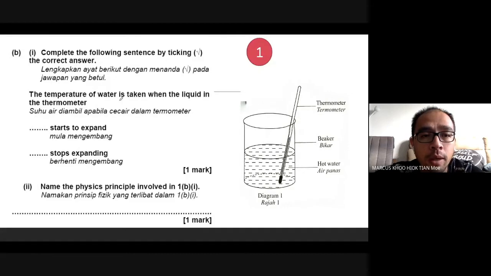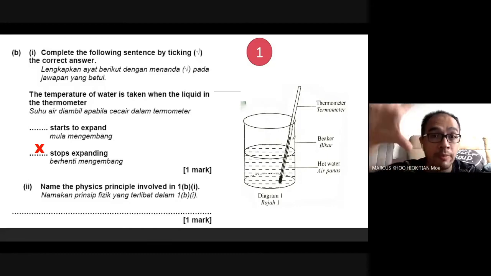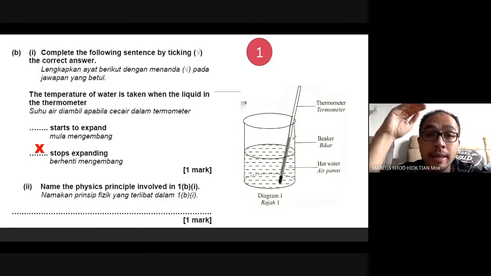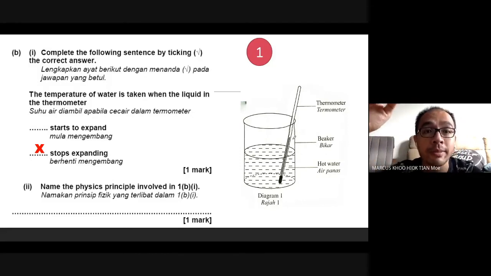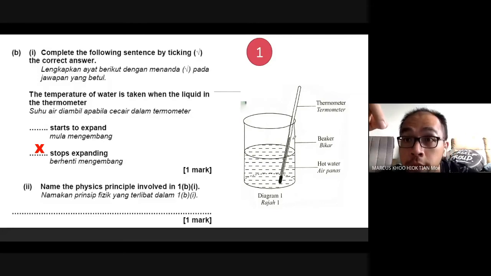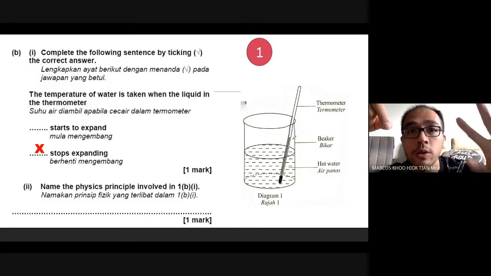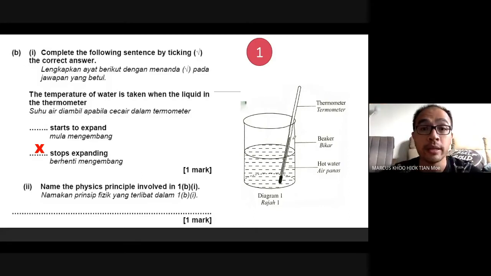The temperature of the water is taken when the liquid in the thermometer stops expanding. Obviously. When we put something inside, we wait for a while because the mercury inside the thermometer has to expand. Until it stops expanding, then you take the reading. This is something that you learn since Form 1. Nobody puts the thermometer inside the water and immediately starts to read. Oh, 37 degrees, 38 degrees, oh no, wait, 41 degrees. You wait until it stops expanding, then only you take the reading of the thermometer.